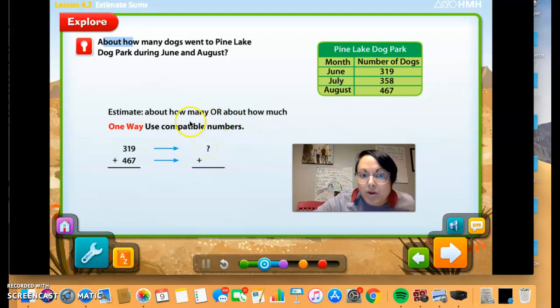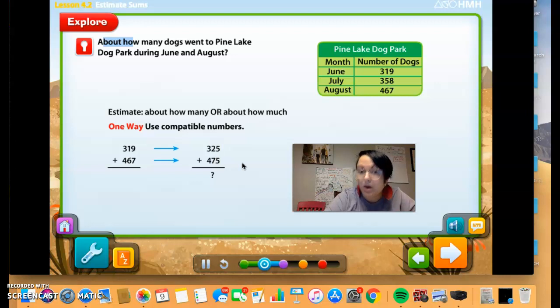Okay, so we're going to use compatible numbers. What is an easy to add number that is really close to 319? You can use 325. Okay. What number that is easy to compute is close to 467? Let's see what they choose, and then we'll talk about it. You can use 475. It's easy to compute with numbers ending in 25 and 75.